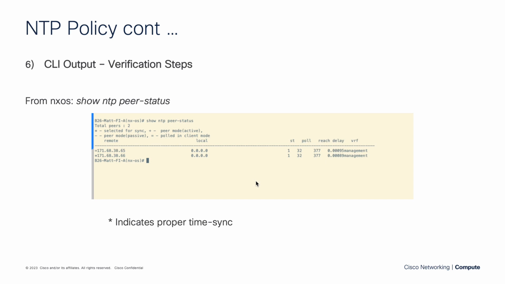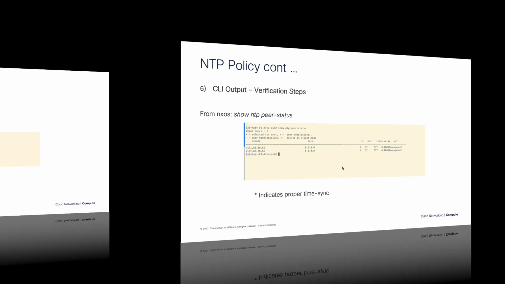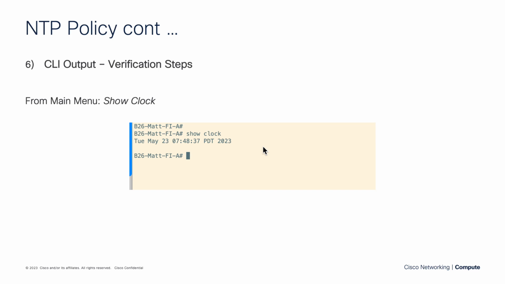Okay, so one of the verification steps you can perform about your NTP policy configuration is after you deploy it with the domain profile, then secure shell into your Fabric Interconnects, connect to NXOS, and then do a show ntp peer-status, and the NTP server will show up there, and if it's got an asterisk beside it, then that indicates a proper time sync. Additionally, as far as verification goes, from the main menu of the FI, you can do a show clock to read out the current date time group.